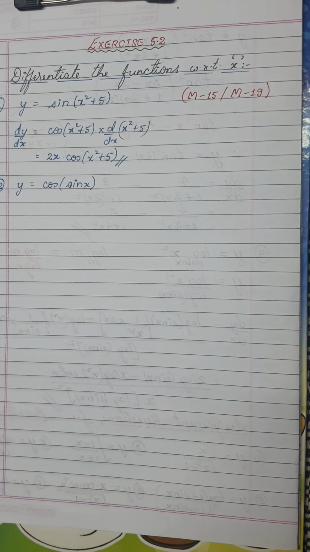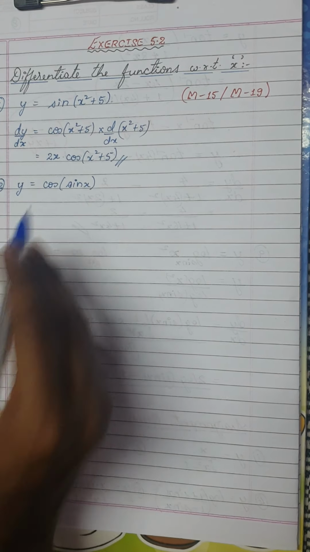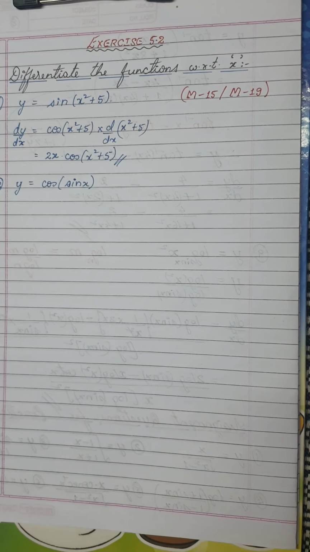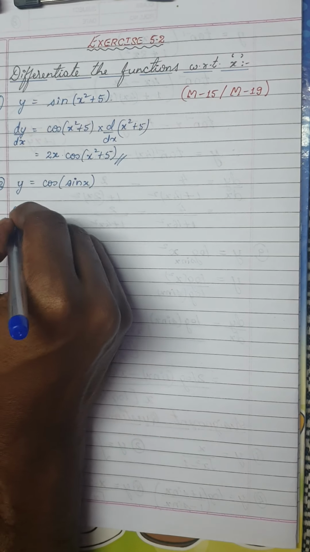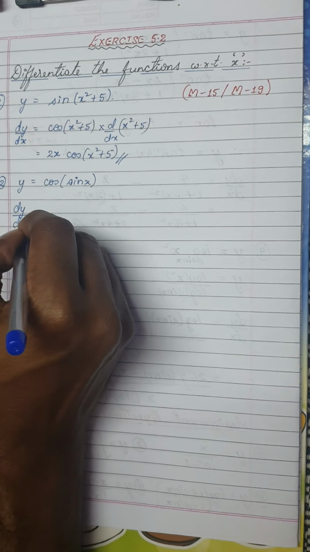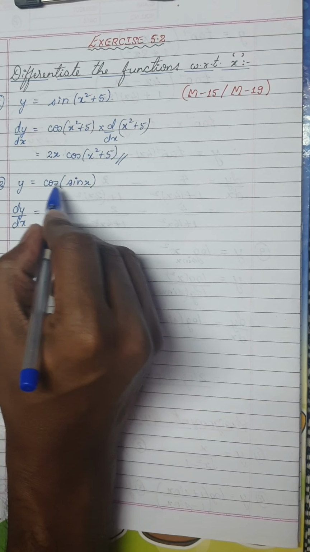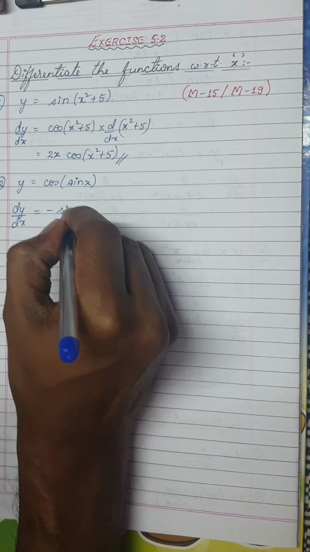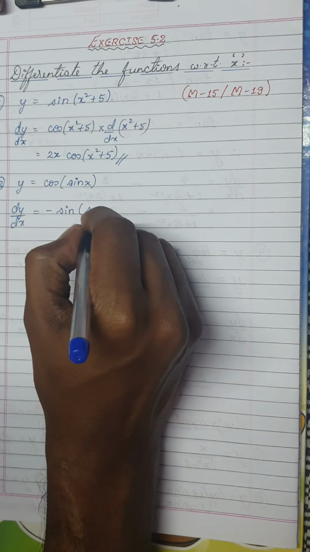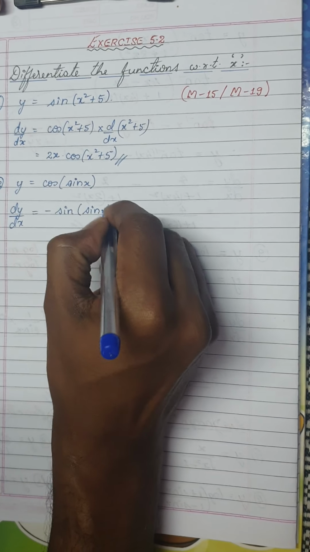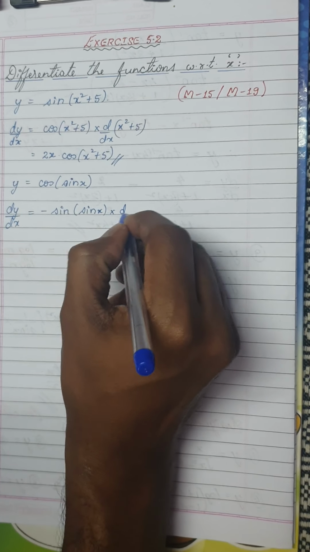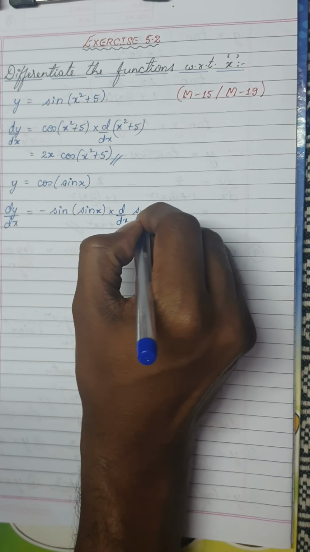Now consider the next question. y is equal to cos of sin x. This question has not been asked yet. Probably they may ask you this time, so be ready. Therefore dy by dx is, remember, cos of f of x. Derivative of cos is minus sine, so minus sine of f of x. f of x means sin x, into, remember, the derivative of sin x.